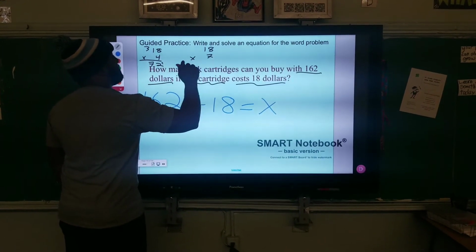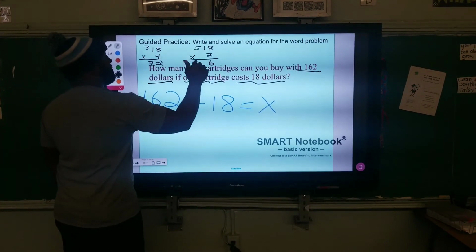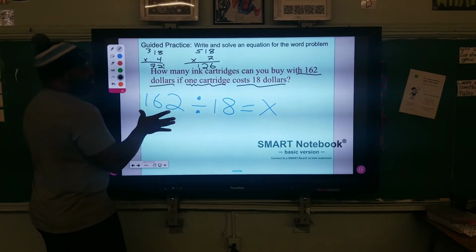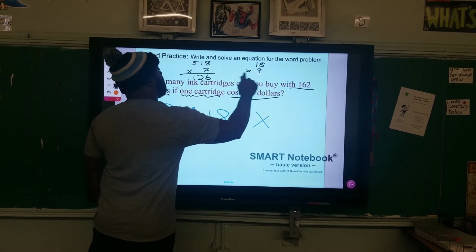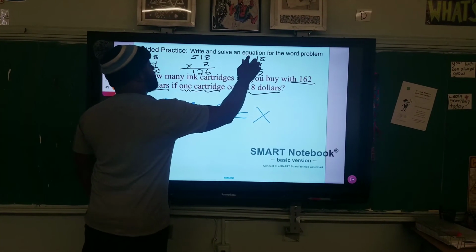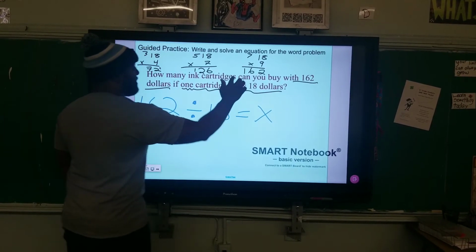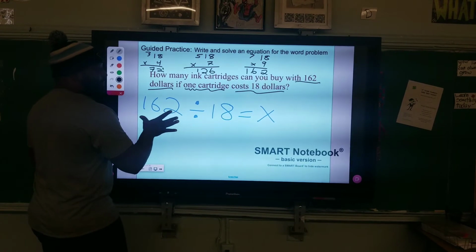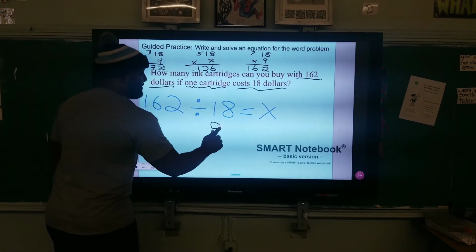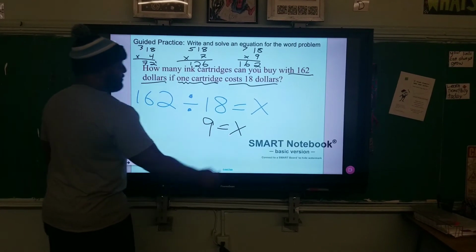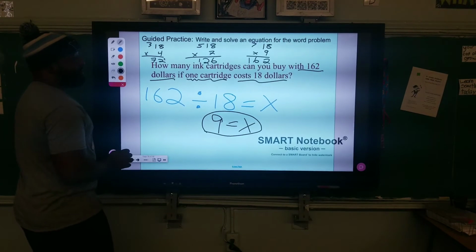Let's try 7. 8 times 7 is 56. 7 plus 5 is 12, that's 126. I'm closer, but I'm still not there yet. Let's try 9. 8 times 9 is 72. 9 times 1 is 9, plus 7 is 16. So I get 162, that's what we're looking for. So 162 divided by 18 is 9, and that's what equals x. So our answer here would be, you can buy 9 cartridges.